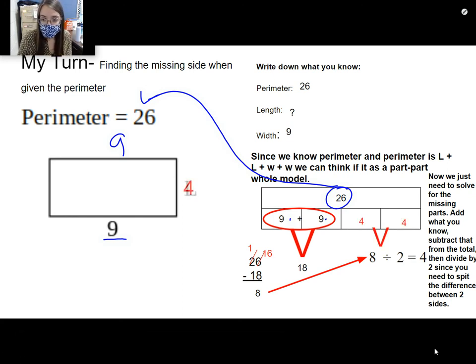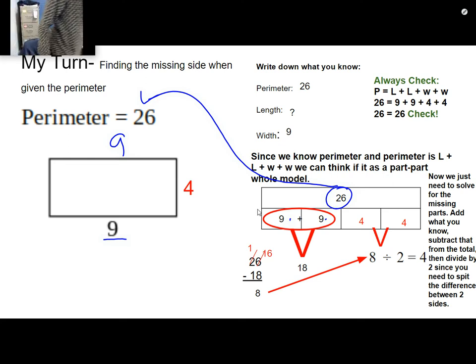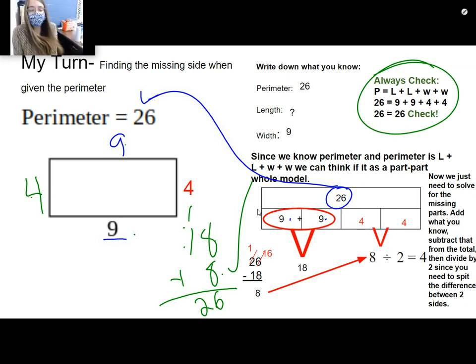So to check your answer, always, always, always add them all back up and make sure it equals what you started with. So if we started with 26, we need to make sure that the missing side was really 4. Let's add these up. 9 and 9 is 18. 4 and 4 is 8. We add those together. 8 and 8 is 16. Drop a 6. Regroup the group of 10. And 2. Yes, it equals 26. What I started with, I know I did it correctly. So that's how to find the missing side when you're given the perimeter.